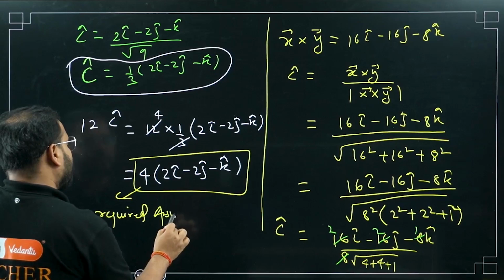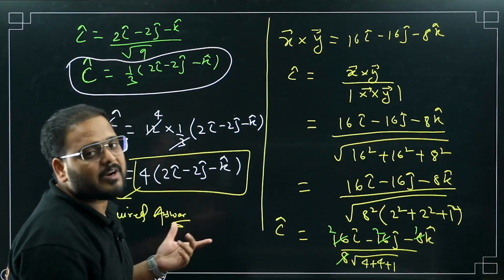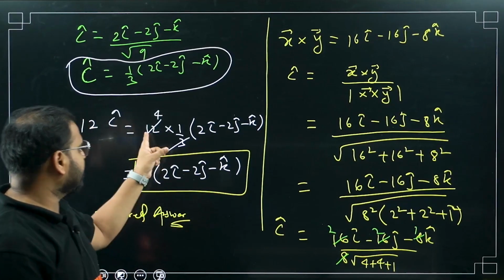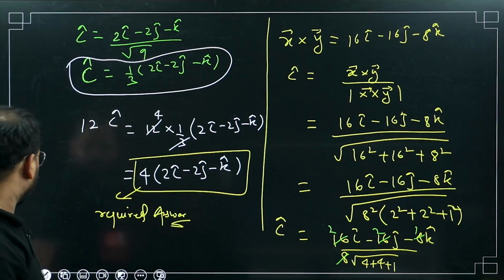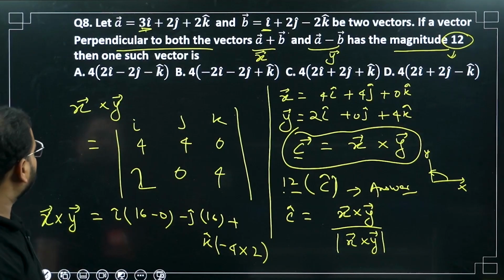I have already explained to you how this is the required answer. It is 12 times of the vector perpendicular to which vectors? a plus b and a minus b. So 12 is the magnitude, so I have written here into 12. So what is the answer? 4 times of 2i cap minus 2j cap and minus k cap, right?